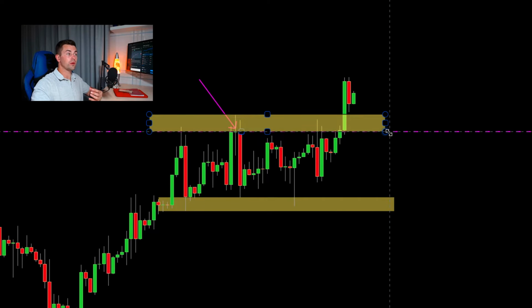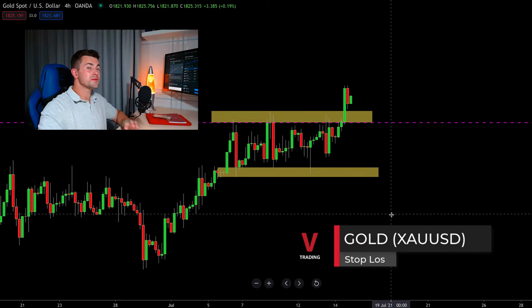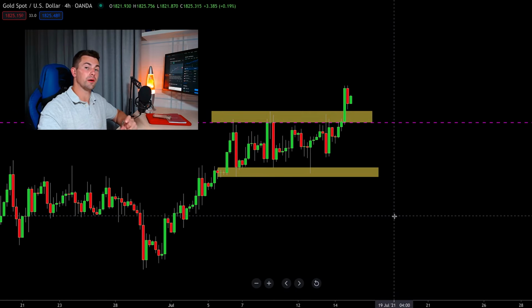Now let's discuss the stop placement. With the stop placement, it is again a matter of speculation, because some traders are aggressive and they prefer a very small and tiny stop loss.